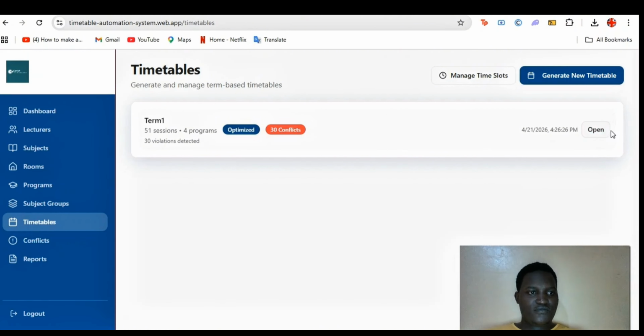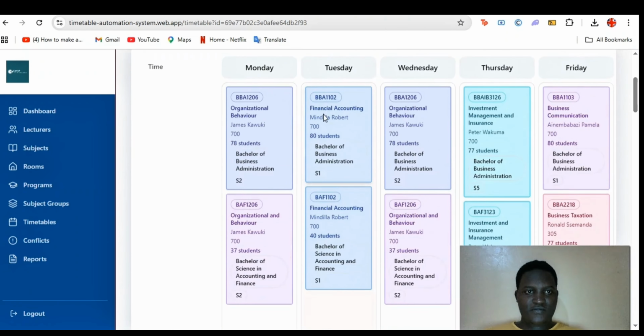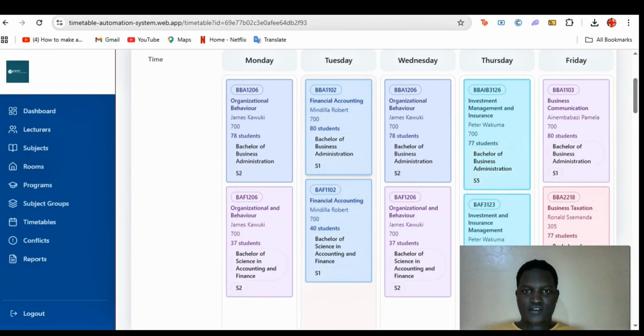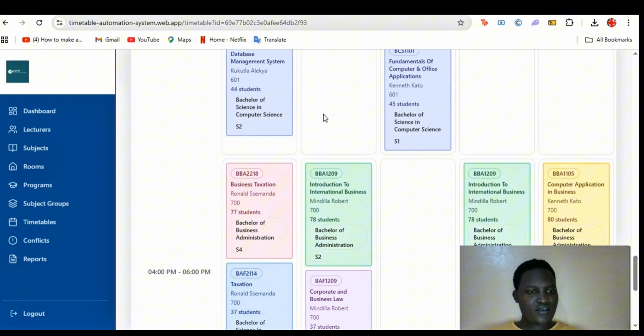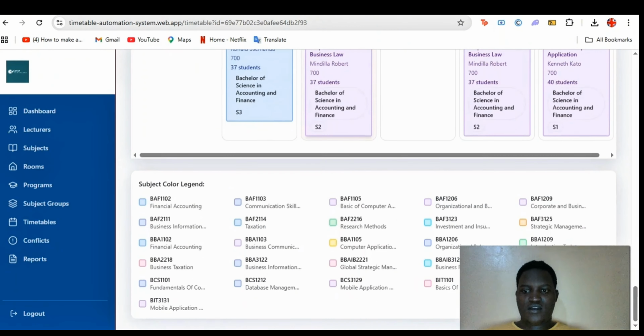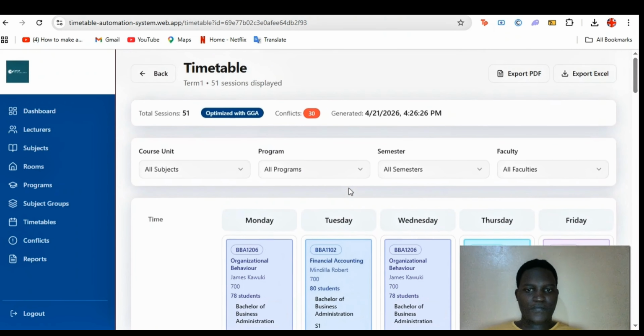For the timetable for term one that we have currently, you can see we have 51 sessions and we have 30 conflicts. So these are conflicts the system fell into when it was generating the timetable. They may be critical or not really critical. It will definitely explain to you. But we do have a timetable, so the output would be something like this, which is a full timetable of the entire school. We have color codes here, and all this data can be exported into an Excel sheet.